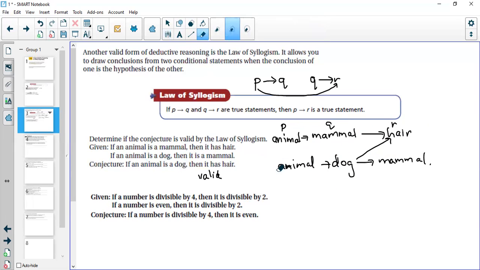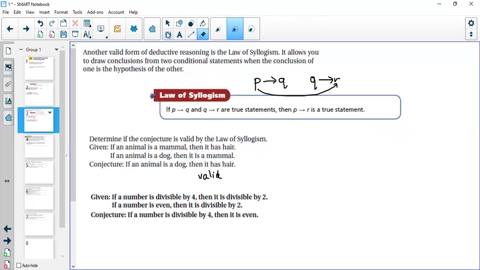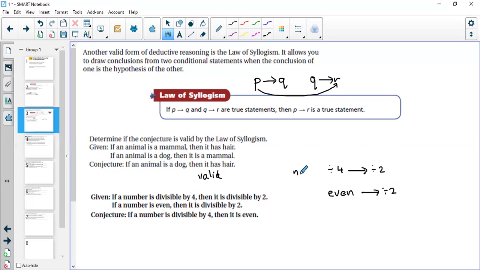But look at this part. If a number is divisible by 4, then it is divisible by 2. If a number is even, then it is divisible by 2. So here it's a number we are dividing by 4, and here, if a number is even, then it is divisible by 2. Now you can see that R has been repeated 2 times. So the conjecture is, if a number is divisible by 4, then it is even.